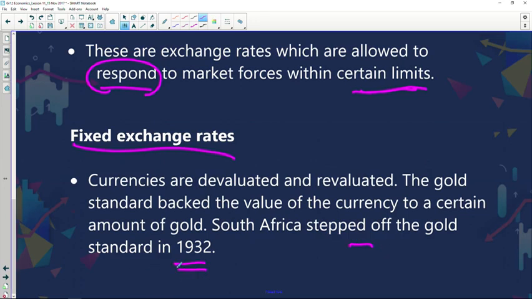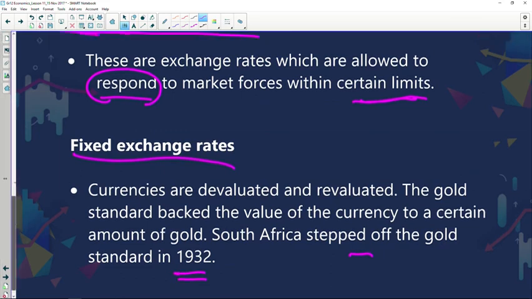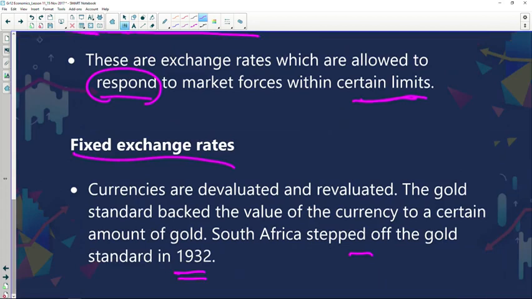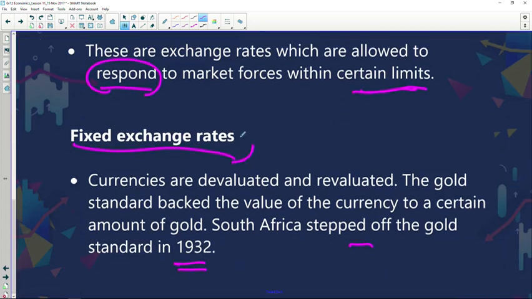All right, so now we know that South Africa uses the free floating exchange rate. So we currently are using the system. So the value of our currency is purely determined by the forces of the market, the supply and demand, and that happens in the Forex market. But prior to that, we did use the fixed exchange rates, but we did step off it in 1932, where it was backed up by a certain amount of gold. So we have moved away from that particular system.